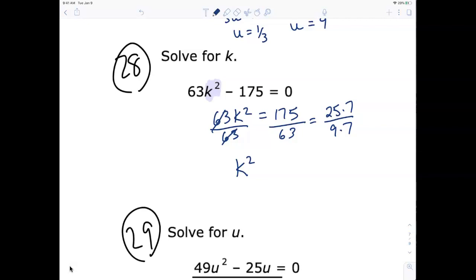Now, if that's something you want to do, you want to just use your calculator. I don't really mind, all right, but I'm trying to, again, show you how you can do good mental math on that. So these cancel. So k squared equals 25 over 9.